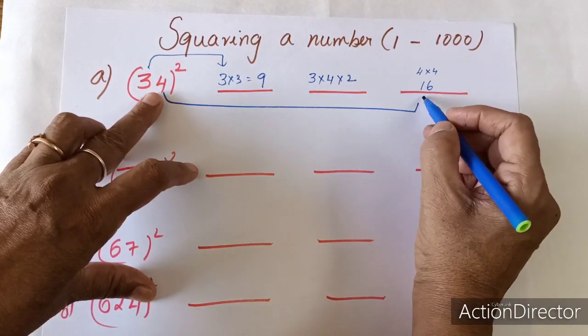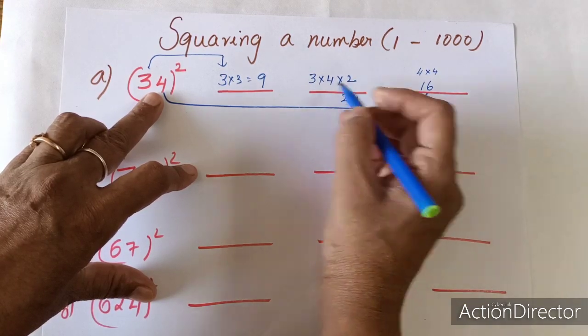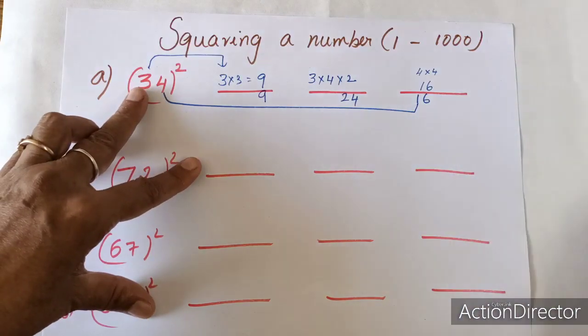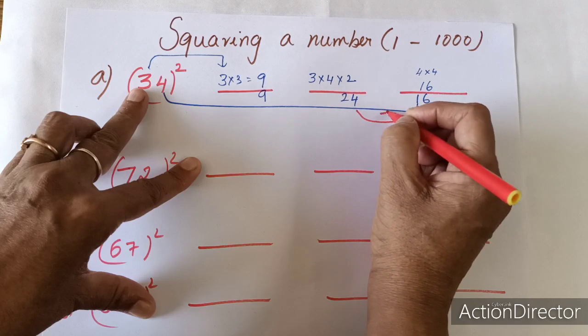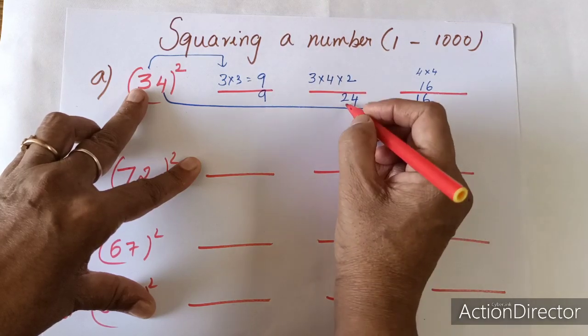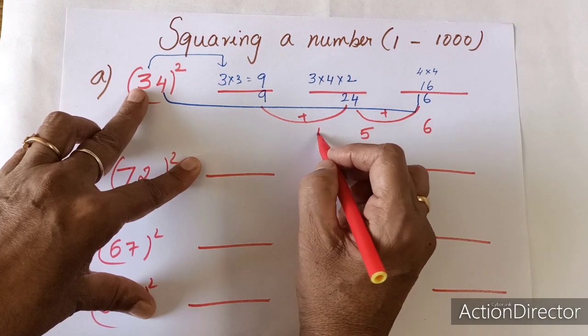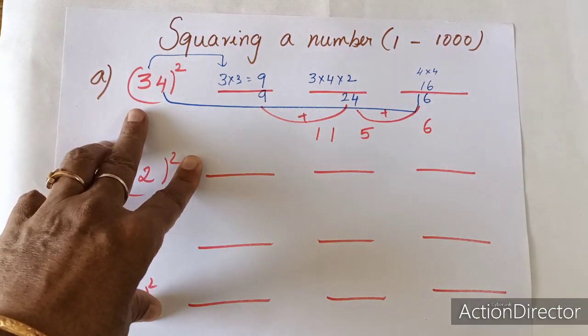So if you are going to write the answers now, 16 here, 3 4s are 12, 12 2s are 24 and 9. But don't forget to add the carry. So if you are going to add the carry here, you will be getting 6. Now 4 plus 1 will be 5. Now again add 2 to 9, so it will become 11. So my answer will be 1156.